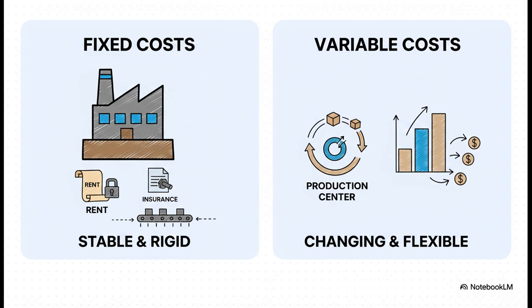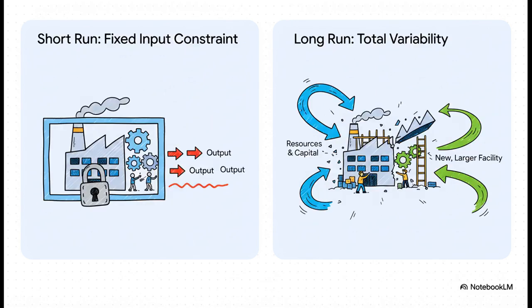These go up and down directly with your output. The more cars you make, the more steel you have to buy, and the more wages you pay your assembly line workers. And this whole idea is what really separates the short run from the long run.